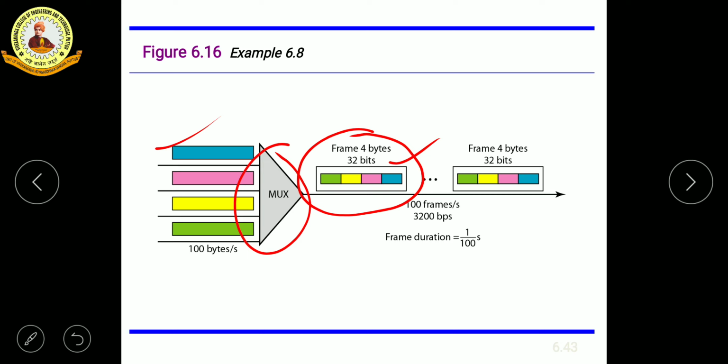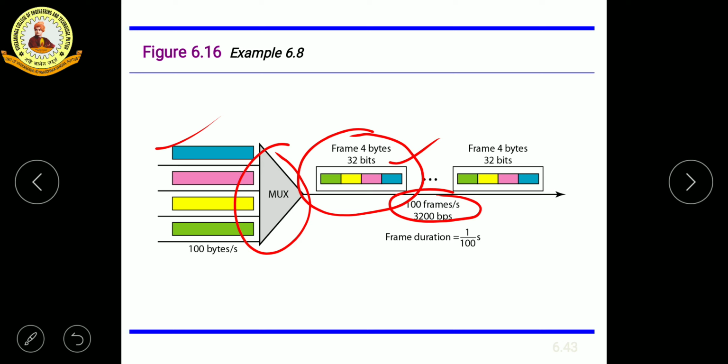Okay, then each frame carries 1 byte from each channel. The size of each frame is 32 bits, that we have discovered. Then, because each channel is sending 100 bytes per second and a frame carries 1 byte from each channel, the frame rate must be 100 frames per second. So this we are doing now.